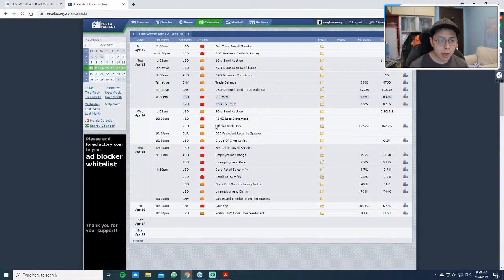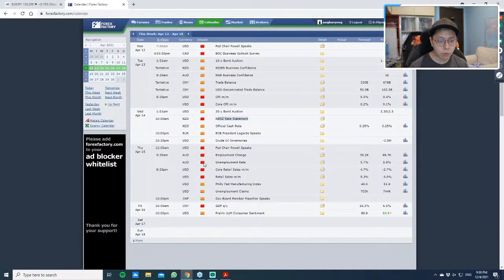The other one on Wednesday, we have the RBNZ rate statement. I don't think the central bank is going to change the cash rate or the interest rate. But read up the statement after it's been released so that you have some form of forward guidance as to what the outlook from RBNZ is. So that's pretty important.